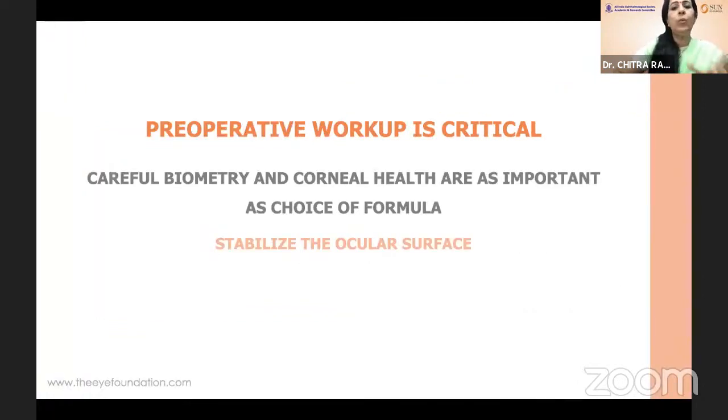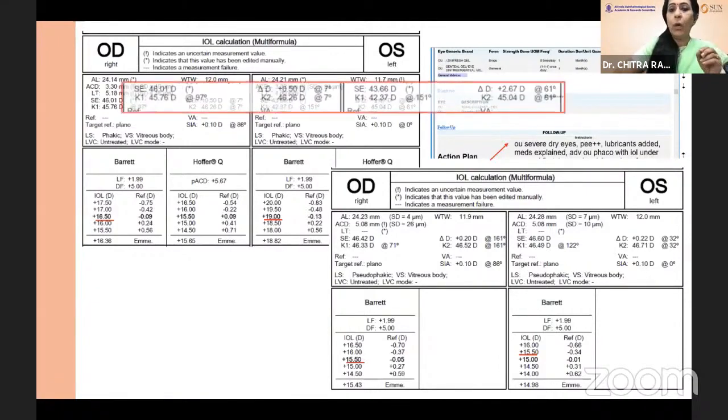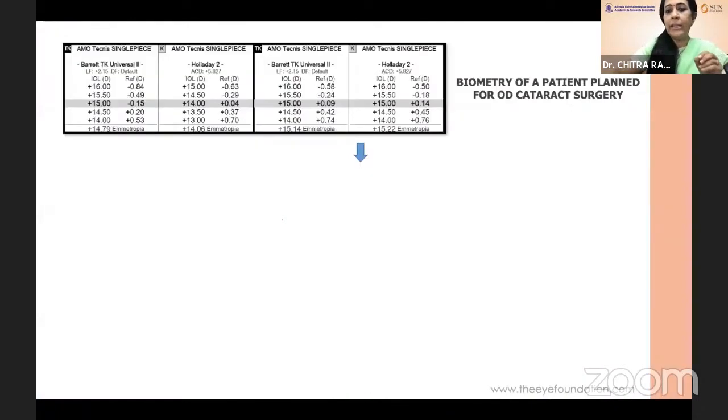So the preoperative workup is critical. So we've understood that the biometry is critical, but also the need to stabilize the ocular surface is so important. Now, if you look at this example, the left eye is showing an astigmatism of 2.67, where the right is showing 0.5. And when we looked more deeply, we found that the patient had severe dry eyes, and following medications, the astigmatism dropped to 0.2 in both eyes. So that tells us how important it is to have the right measure.